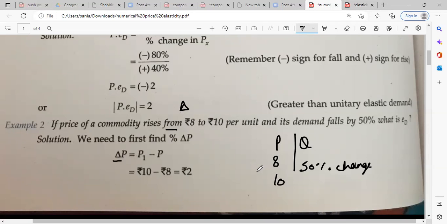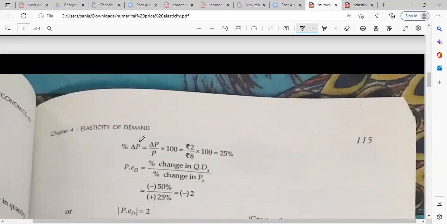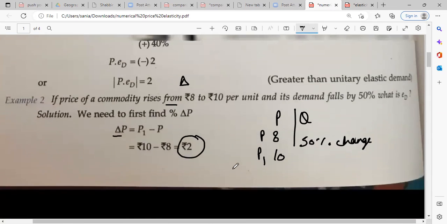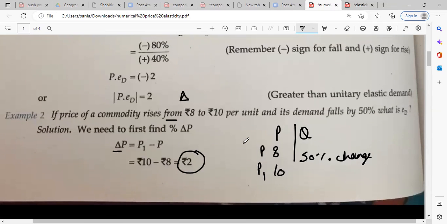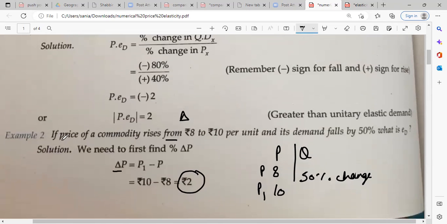This is your P1 and this is your P, the first value. So P1 minus P, you got 2. So this is your delta P. Now, to find the percentage, you have the formula delta P divided by P multiplied by 100. You will put the value, you will get the answer. So first of all, you will do this and then we will discuss the fall. Clear? And remember one thing: over here the price of a commodity rises, so it is plus. And when will this be negative or plus? Yes. So do it and then tell me what your answer is.